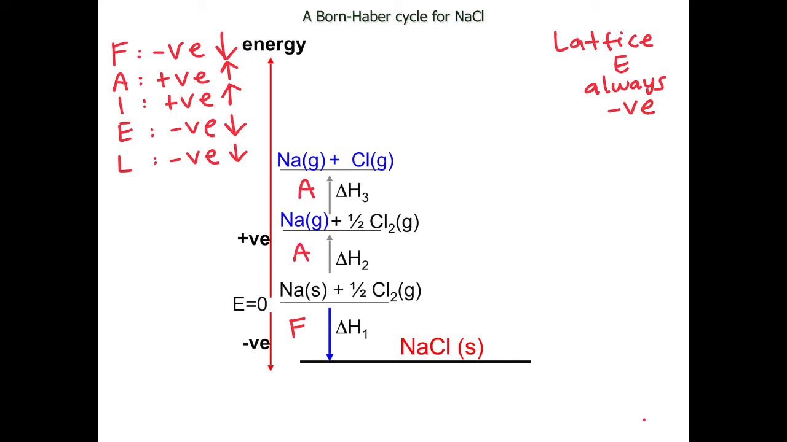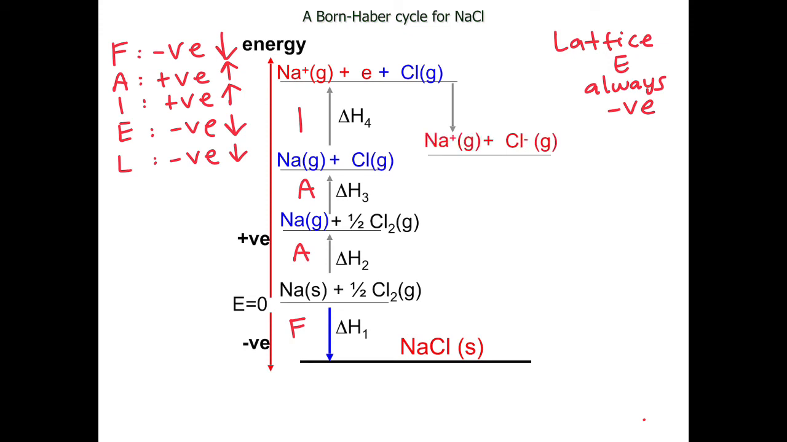Next, another arrow pointing upwards to convert Cl2 molecule into Cl gas. This is the enthalpy of atomization of Cl. Next is I, ionization energy. We write an arrow pointing upwards to show the ionization from Na to Na+. Then, from that equation, we draw an arrow pointing downwards to represent the electron affinity of Cl, E.